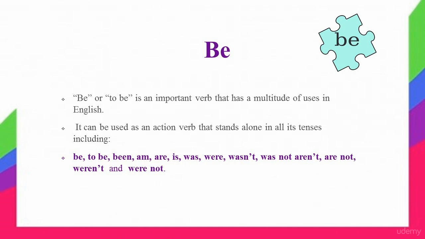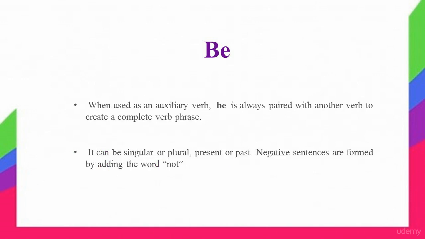Be. Be or to be is an important verb that has a multitude of uses in English. It can be used as an action verb that's on its own in all of the tenses it's used in, including be, to be, been, am, are, is, was, were, wasn't, was not, aren't, are not, weren't, and were not.